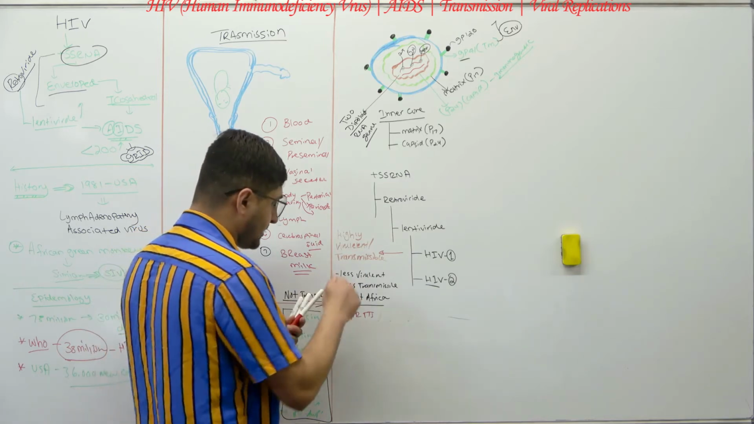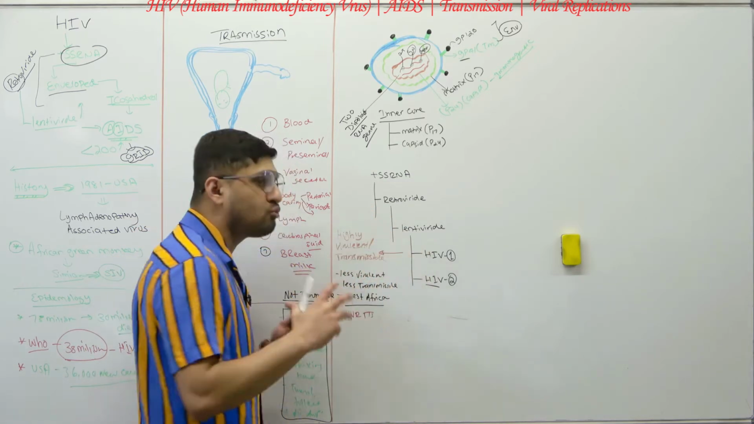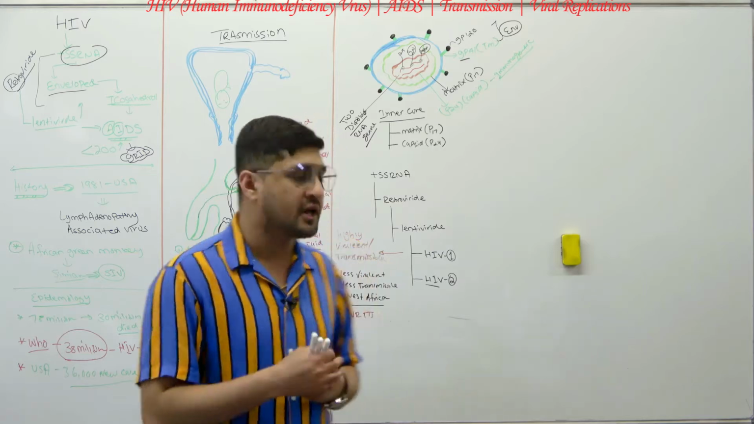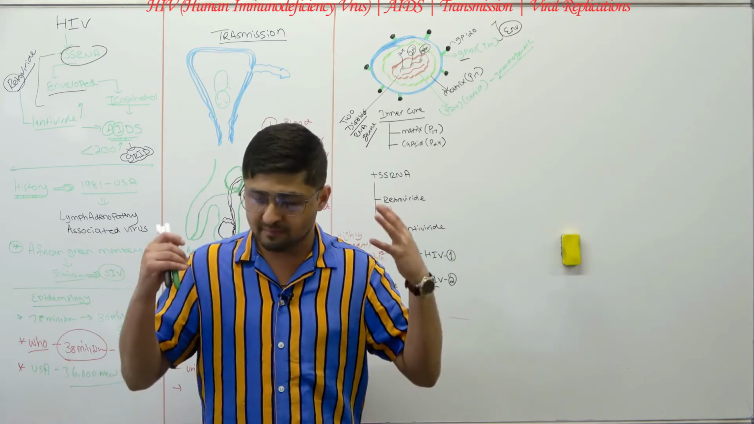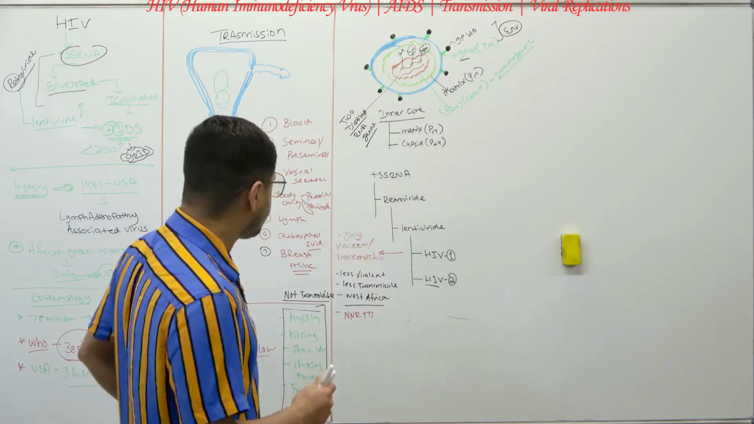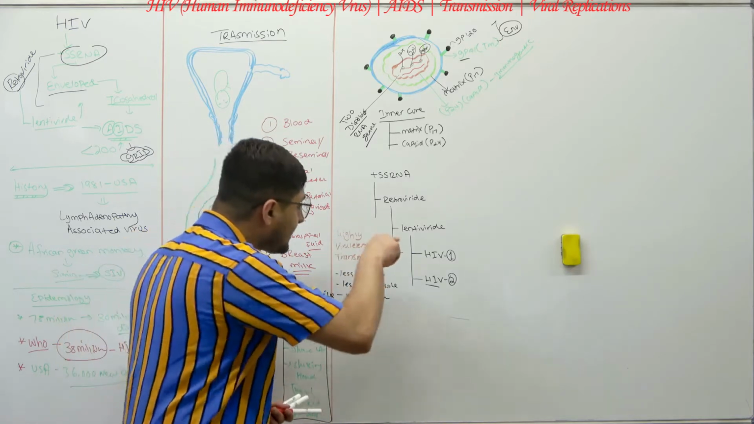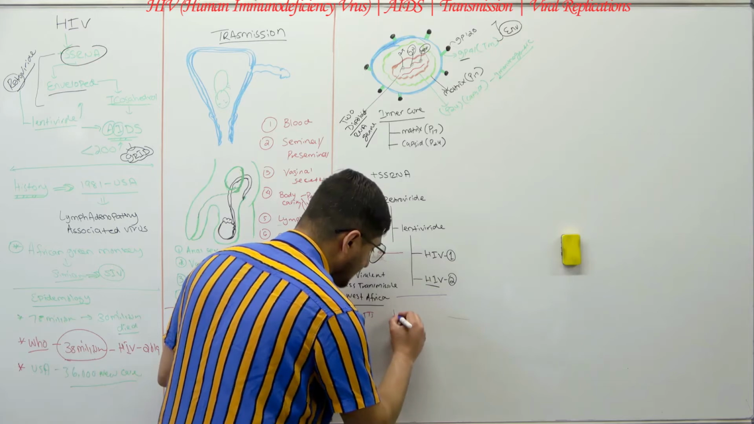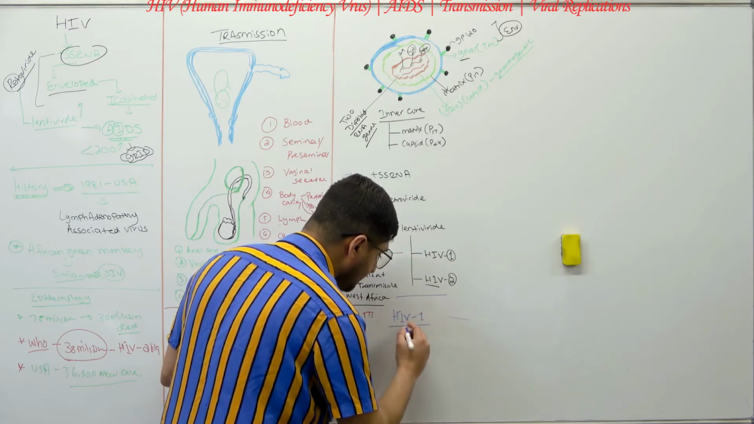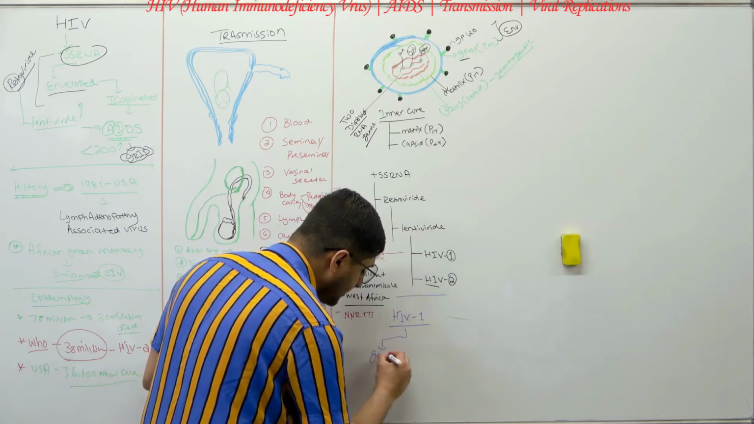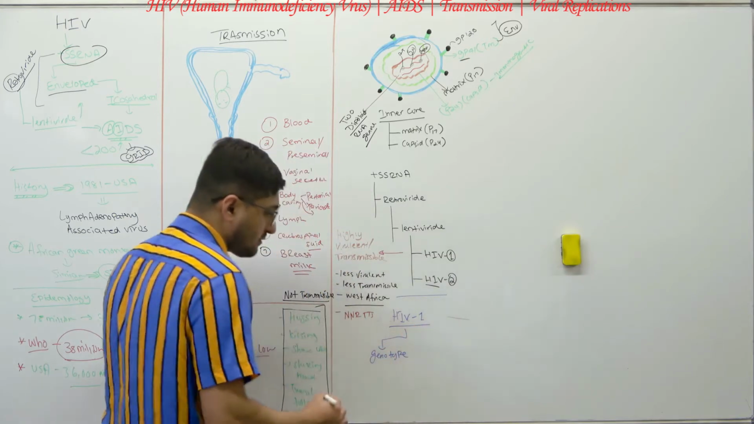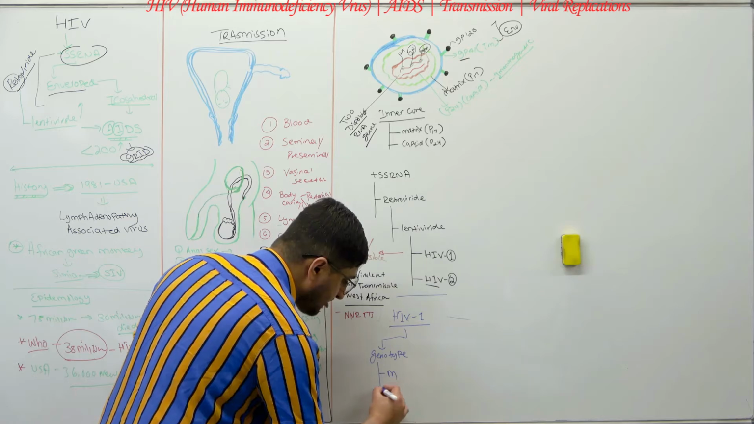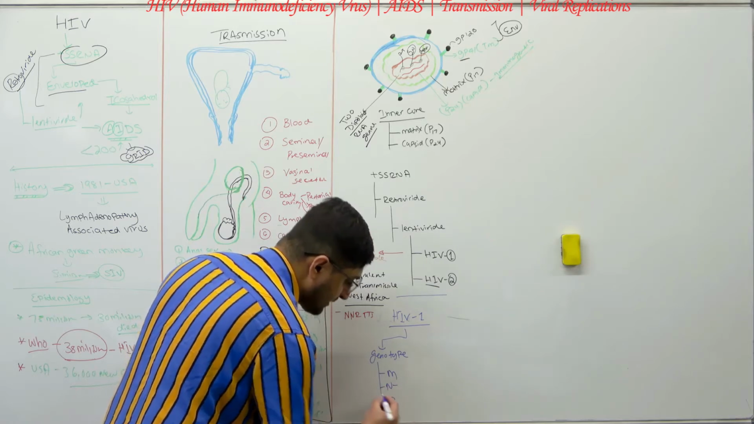And remember, HIV-1 is highly virulent, and it is present everywhere. It has caused the global pandemic. Within HIV-1, there are different genotypes. It is subtyped into different groups: you have M type, N type, O type, and P type. And what is that name? M stands for main.